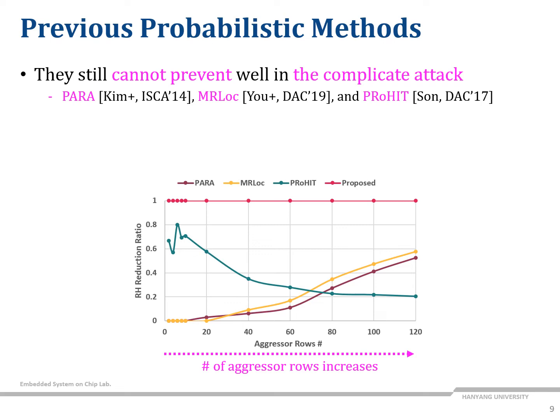This graph is the result evaluated with the aforementioned attack pattern. The x-axis is the number of aggressor rows, and the y-axis is the RowHammer reduction ratio. As described in the graph, most of the models cannot prevent it well for all ranges of the number of aggressor rows.